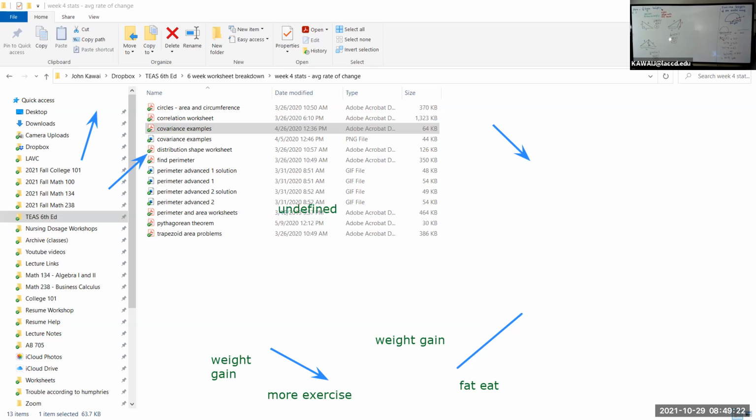Now, the other way they may ask you the question is as a word problem. They may ask it like this: the more you exercise and the amount of weight you gain, is that a positive or a negative correlation? And you have to do it in your head. Well, when I exercise more, do I gain more weight? No, it's the opposite. So this is negative.